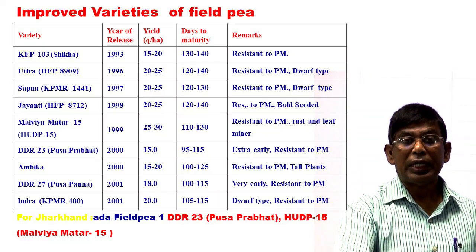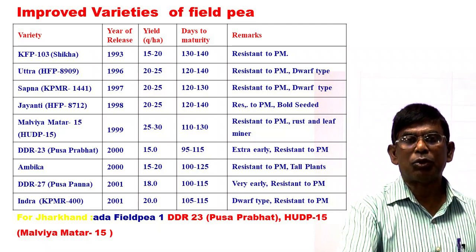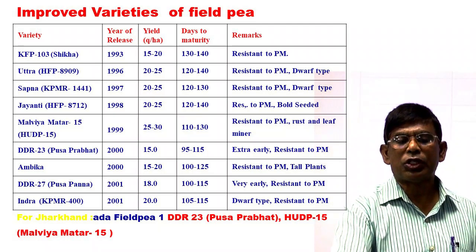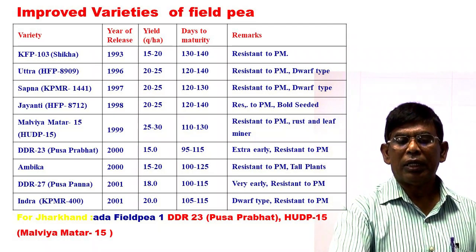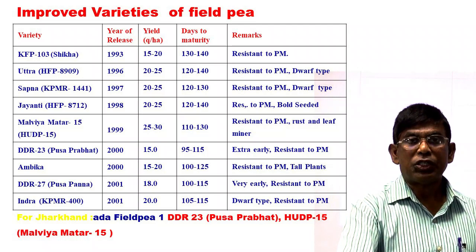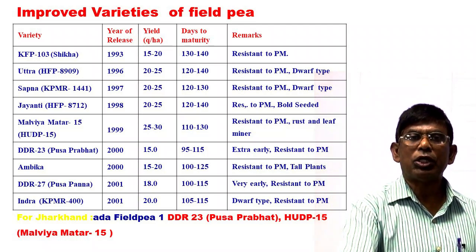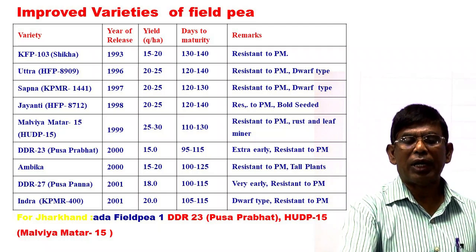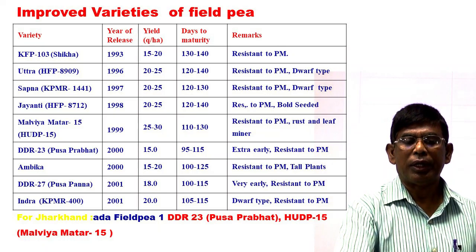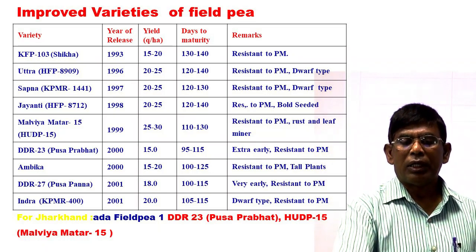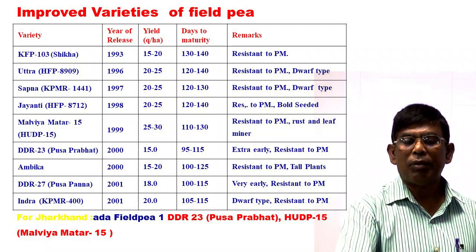DDR 23, it is a very early type and very suitable where residual moisture is there. It is also resistant to powdery mildew. Its duration varies from 95 to 115 days only. Then Ambika, it is also resistant to powdery mildew. It is a tall type of plant.